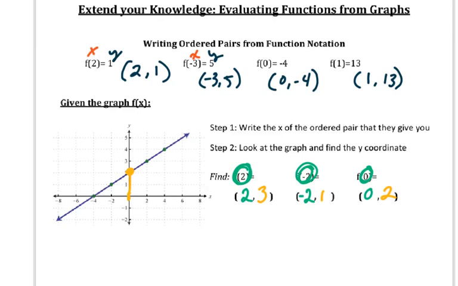Very, very easy. So you're just finding the x spot, climbing to the line, and seeing what y number is there. Then you could always check it. 2, 3. Let's see. 2, 3. Yep, that's on there. Negative 2, positive 1. Yep, that's there. 0, 2, yep, that's there. Very easy.